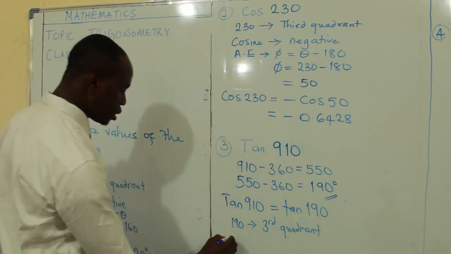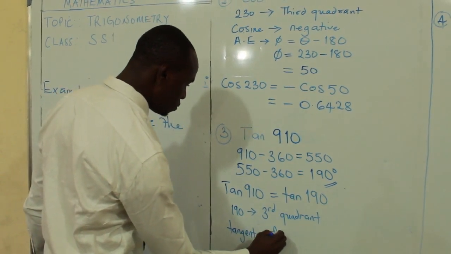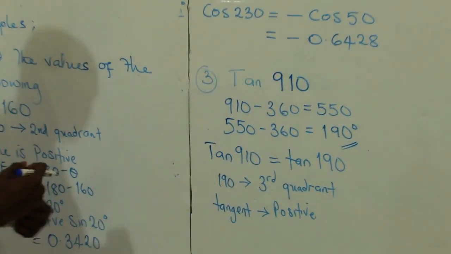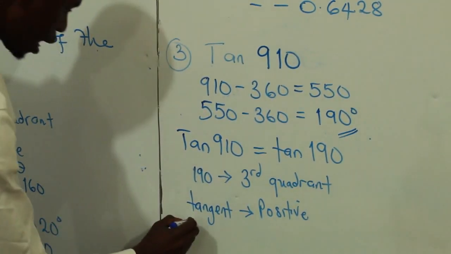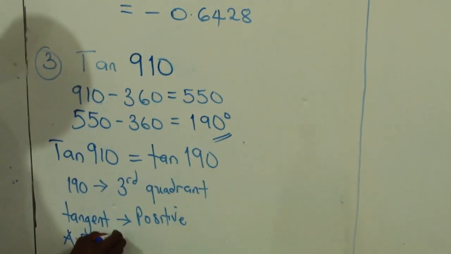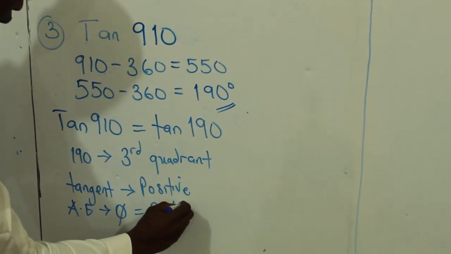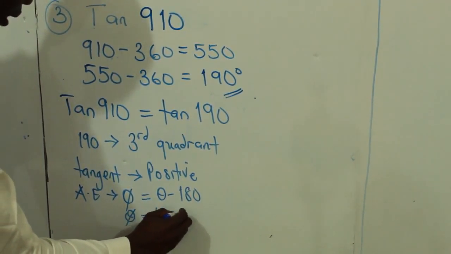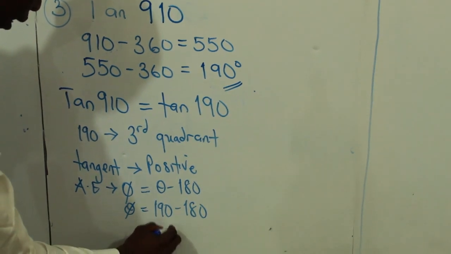And in the third quadrant, tangent is positive. The T in the third quadrant indicates that tangent is positive. And the acute equivalence is given as phi equal to theta minus 180. Phi becomes equal to 190 minus 180, and phi is equal to 10.